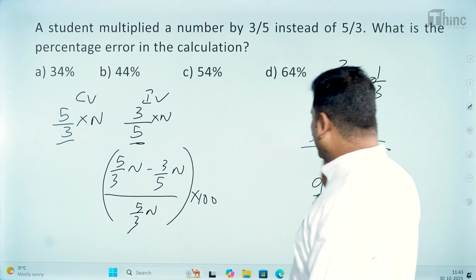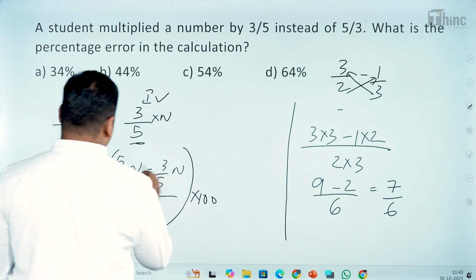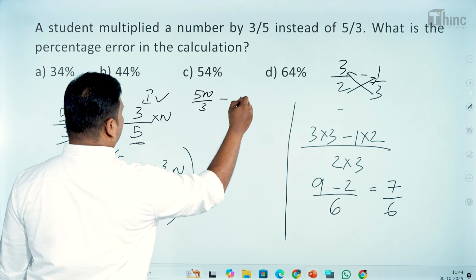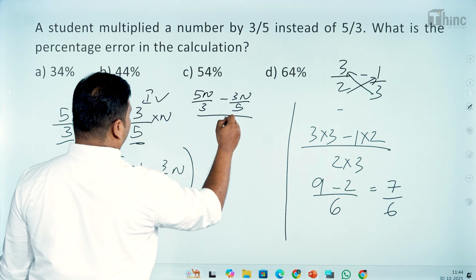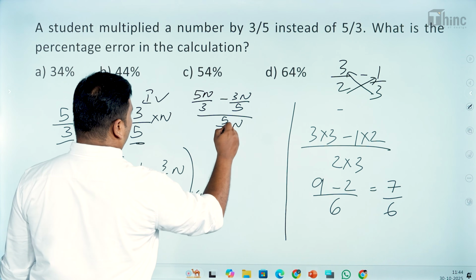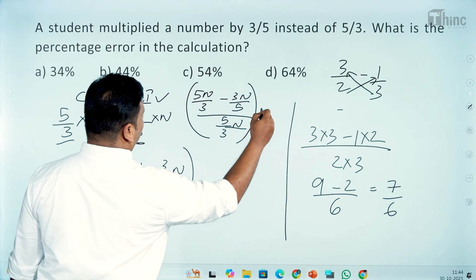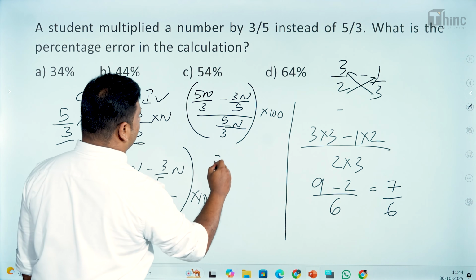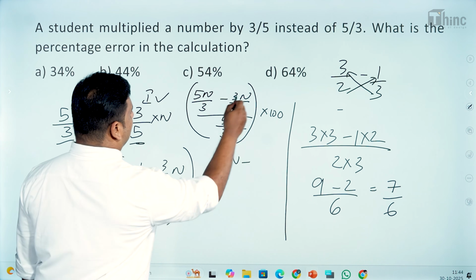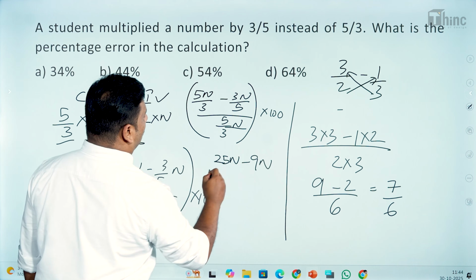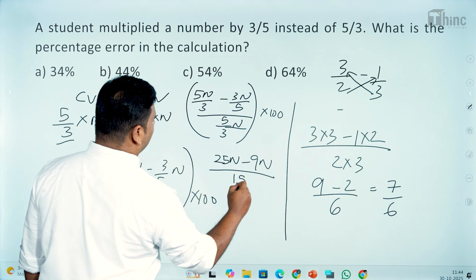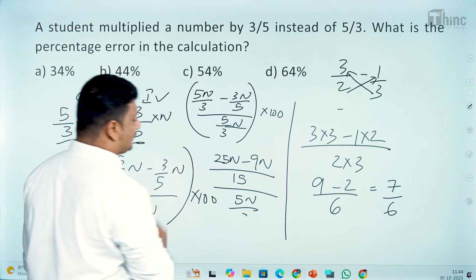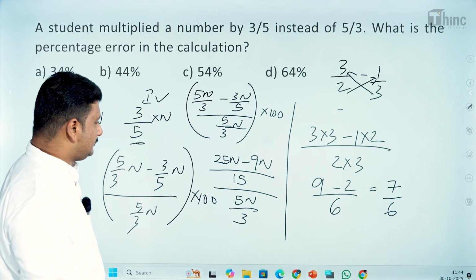So we are going to do the same thing here. This is basically 5n by 3 minus 3n by 5, all divided by 5n by 3, or 5n by 3 multiplied by 100. We can write it like this. The same thing, cross multiplied. So 5 into 5n, that is 25n, minus 3 into 3n, which is 9n, all divided by 5 into 3, that is 15, divided by 5n by 3. This is what we are actually going to do.